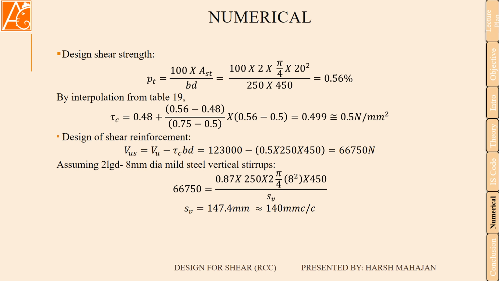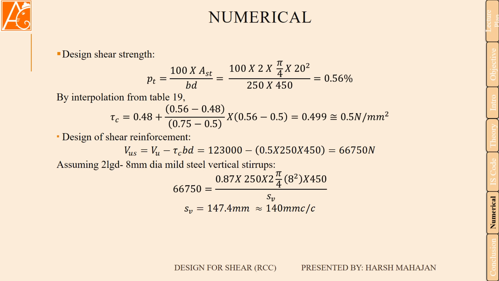So next, we will calculate the design shear strength of the concrete, which is a function of percentage of steel and fck. So pt is equal to 100 into Ast divided by bd, which is equal to 100 into 2 into pi by 4 into 20 square divided by area, that is 0.56%. From Table 19 by interpolation I have found 0.5 Newton per mm square. That means tau c is less than tau v. Now we have to design the shear reinforcement.